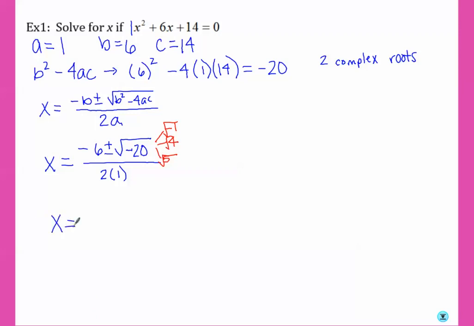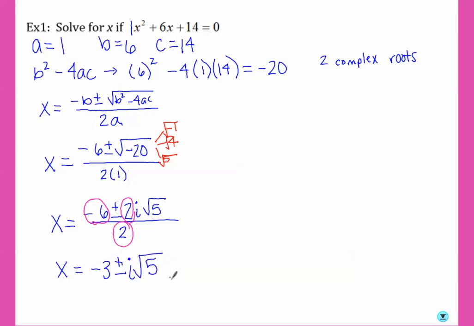So x equals negative 6 plus or minus square root of negative 1 is i. Square root of 4 is 2. Square root of 5 is a decimal, so we're going to leave it as square root of 5, over 2 times 1 is 2. Then our last step is to check and see if any of this can be simplified. If this number and this number are divisible by this number, then we can simplify, which in this case they are. So x equals negative 3 plus or minus 2 divided by 2 is 1, so we don't have to write it, i square root of 5.